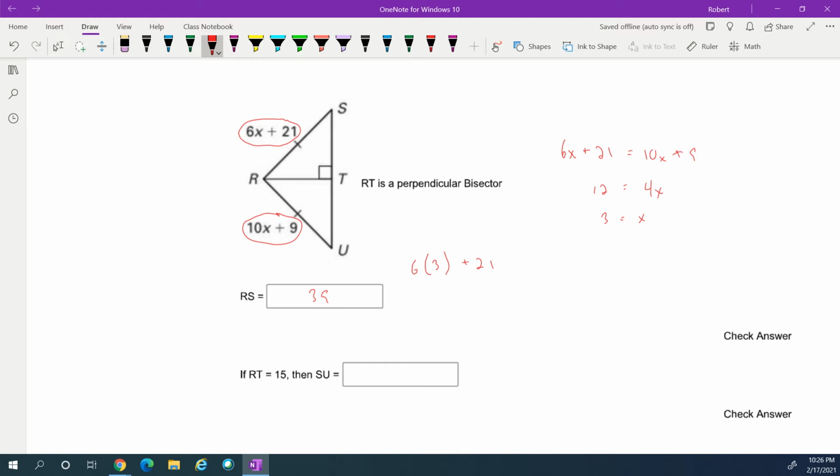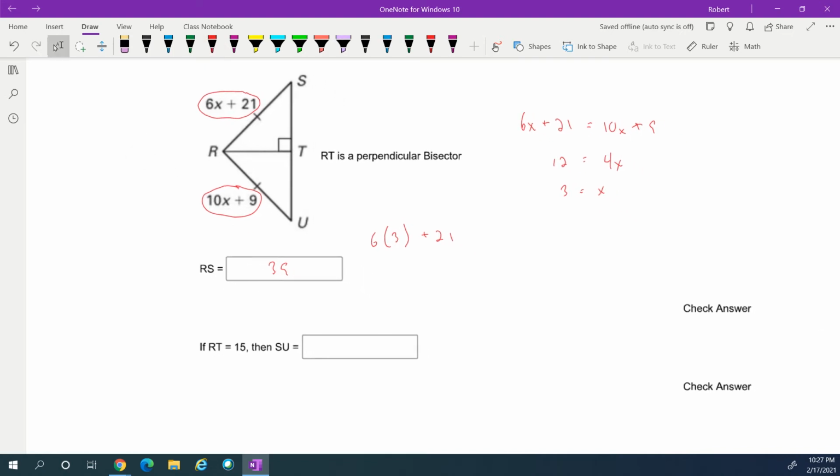Now we're asked to find RT. I'm sorry, we're given RT, we're asked to find SU. So this is where we have to become problem solvers a little bit. We know, at this point, that RS is 39 and so is RU. So I'm just going to scroll a little bit. If we redraw the picture, this is what it looks like, right? We have 39, 39, and we're told RT is 15.